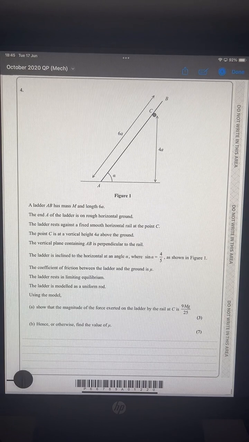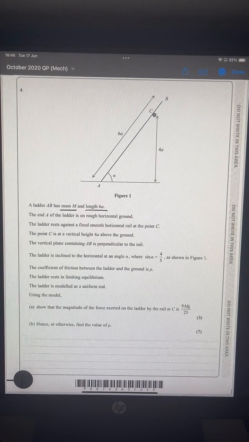So we're going to see how to do this, and hopefully you guys won't be too upset when this question comes up, because I can almost guarantee you a question like this is going to come up. So I'm going to show you how to start. A ladder AB has mass m and length 6a. Straight away, you're thinking mass leads to weight, which is mg.